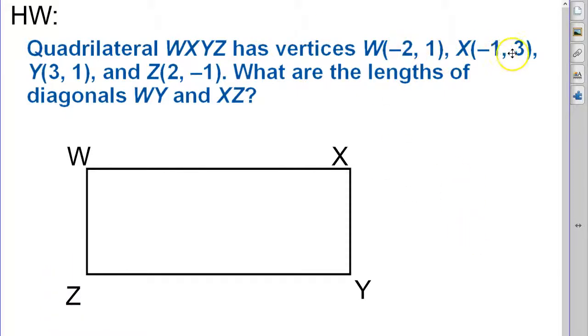W is at negative 2, 1. X is at negative 3, 1, negative 1, 3. Y is at 3, 1. And Z is at 2, negative 1. Again, I don't care where they're really at for this. I just know kind of roughly where they are.